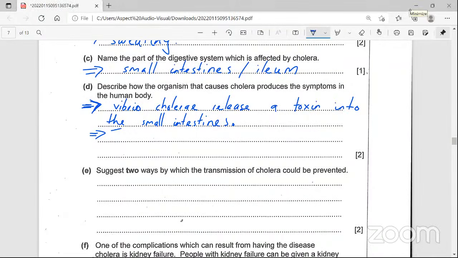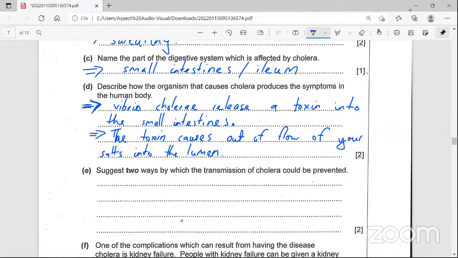Right. So the toxin causes outflow of your salts all together into the lumen, lowering the water potential.